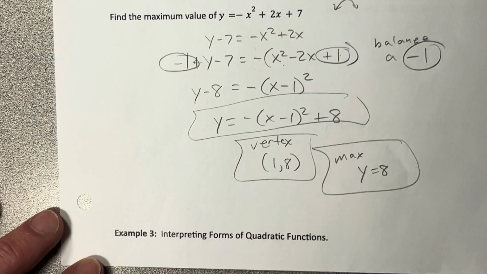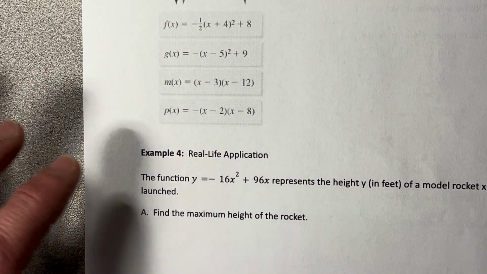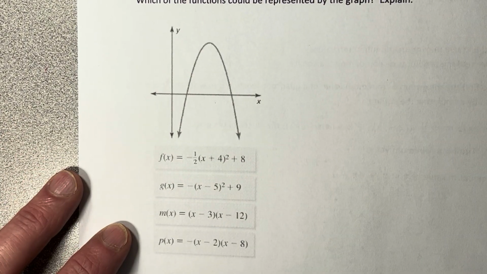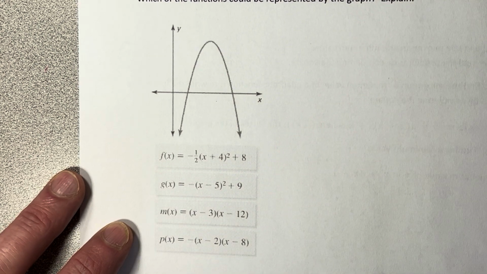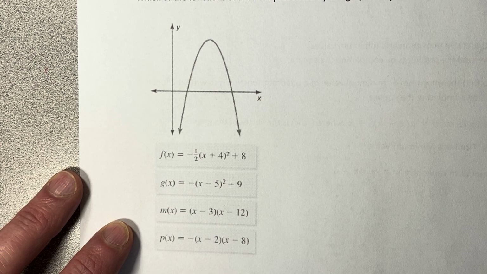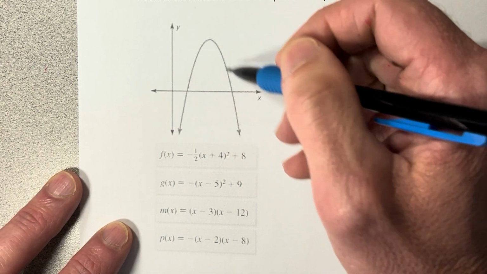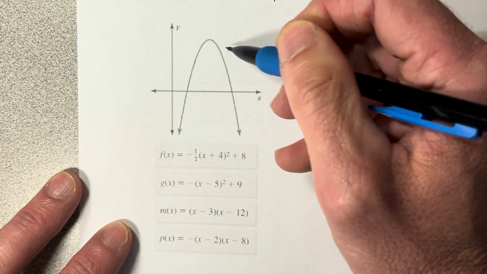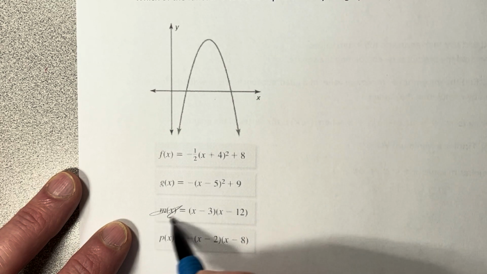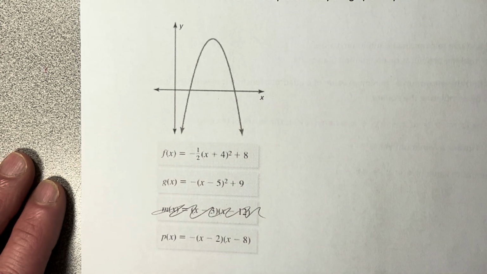Okay, so example 3 is just kind of a goofy sort of question just to see if you can figure this out. It says, which of the functions could be represented by the graph? Explain. And so this is kind of testing a lot of your knowledge here, seeing if you understand what's going on. I see that this graph opens down, so it's going to have a negative out front. So that gets rid of this one there.